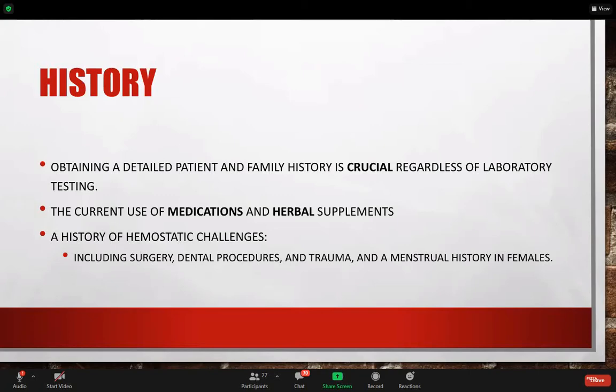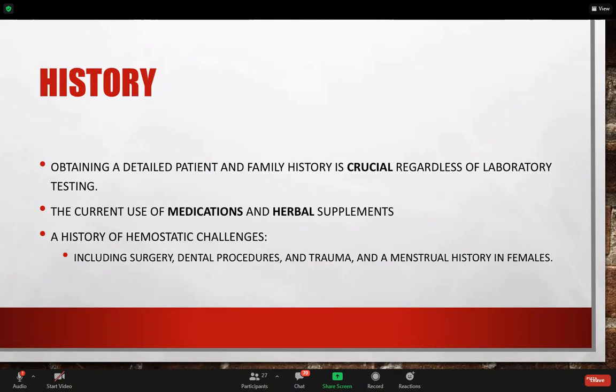So obtaining a detailed history and family history is crucial. Even family history is very, very crucial, as well as the laboratory testing, okay? Current use of medication, as well as herbal medication. It's important to ask about these folk remedies when it comes to the bleeding history, okay? And also one of the good history-taking steps is asking about what we call hemostatic challenge.